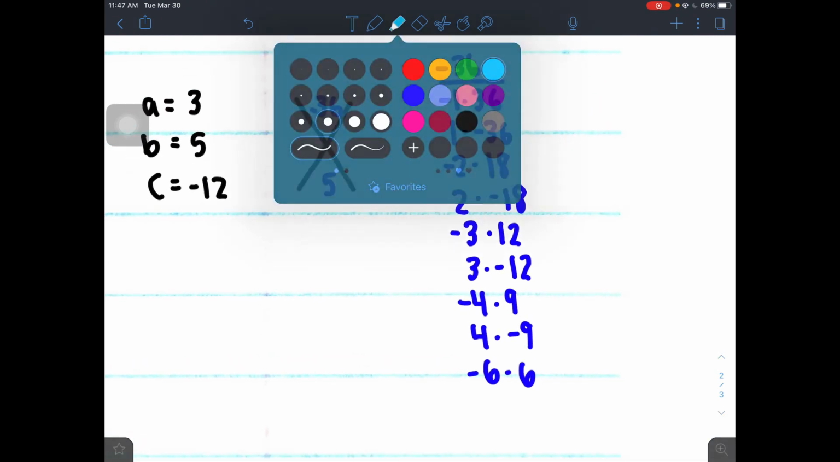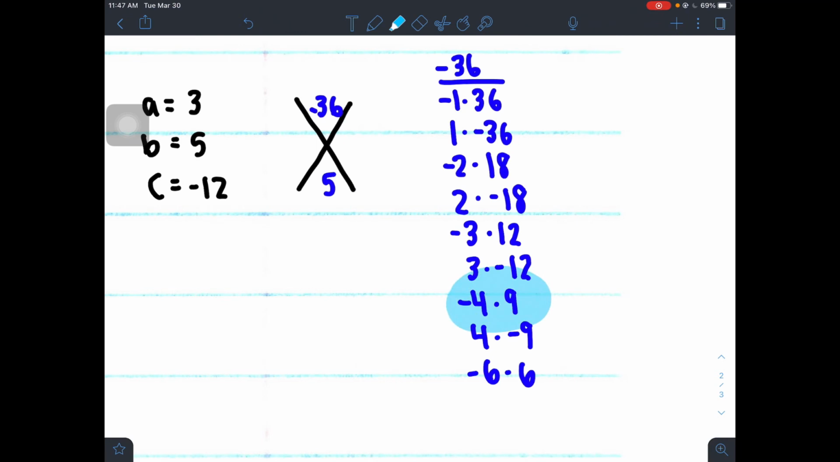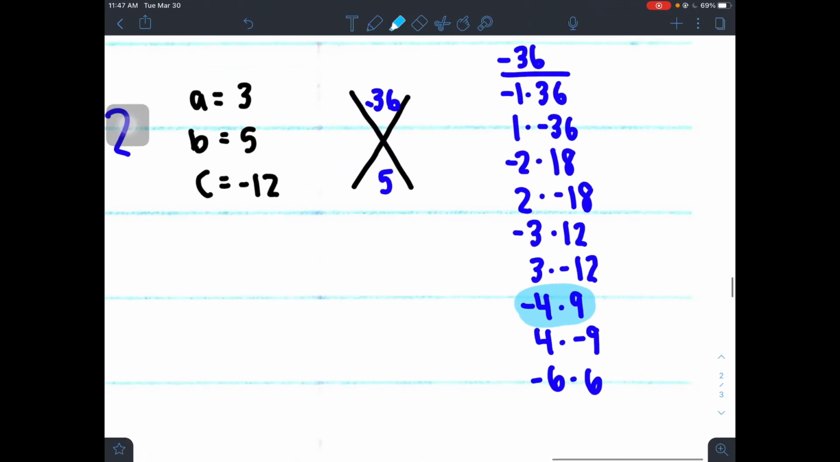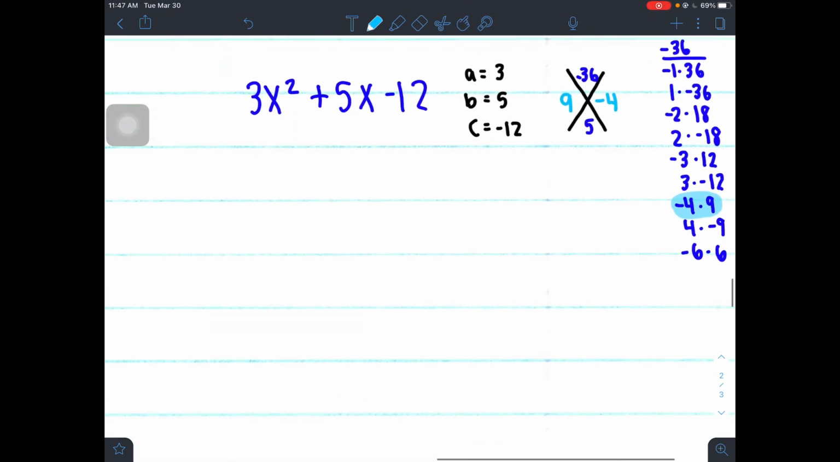All right, now out of all these combinations, only one adds up to 5. Whoa, I forgot that I changed the highlighter size. It's only this guy, so that's the only one that adds up to positive 5. I'll go ahead and flip the order just to show you it doesn't matter. So we'll do 9 and negative 4 instead of negative 4 and 9. Again, order doesn't matter there.